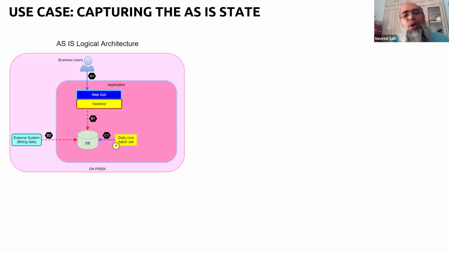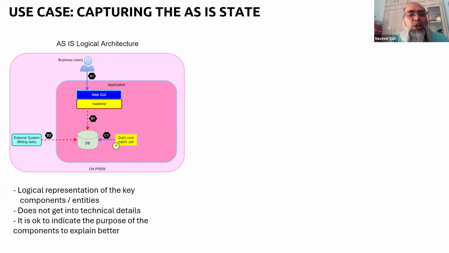Even if the stakeholder is not tech savvy, he'll understand. And this is how we represent the as-is. This is a logical representation of the key components. It does not get into any technical details. So even higher management can understand, even if they are not into this technology. It's okay to indicate the purpose of the component. For example, we have an external system. It is basically to pass billing data. So they'll say, yeah, I understand, right, at this level.